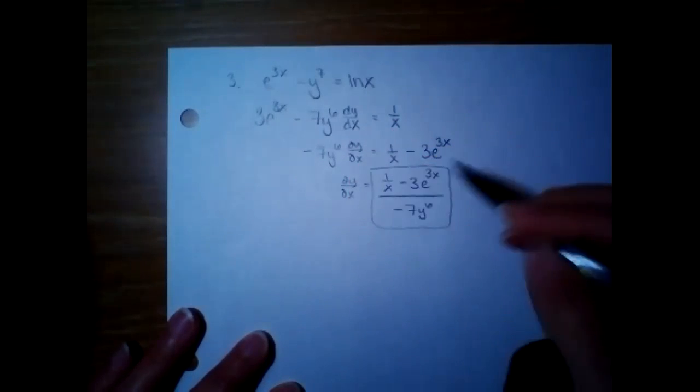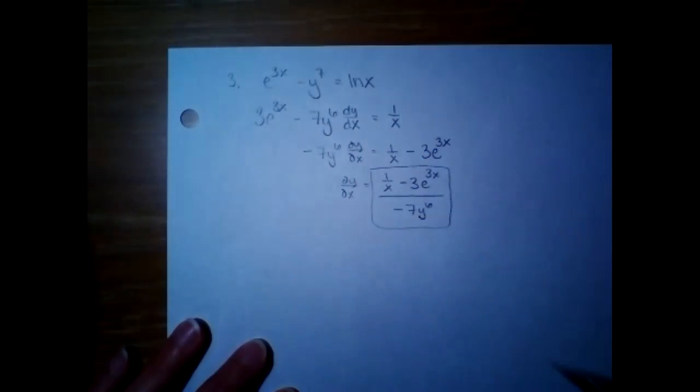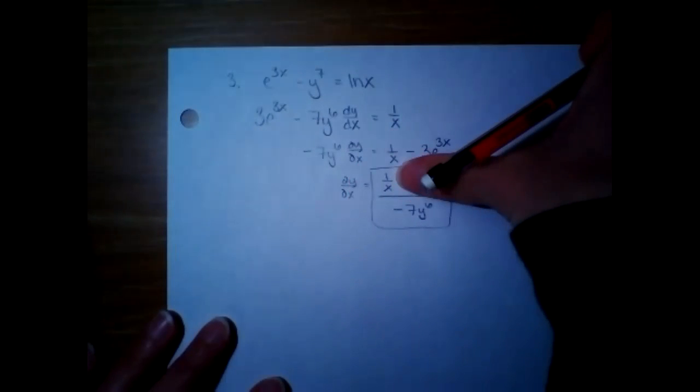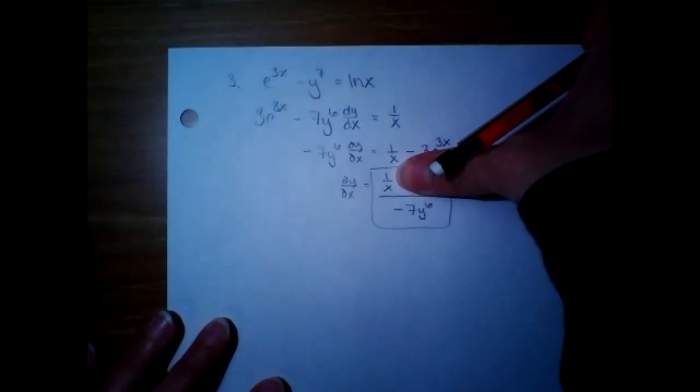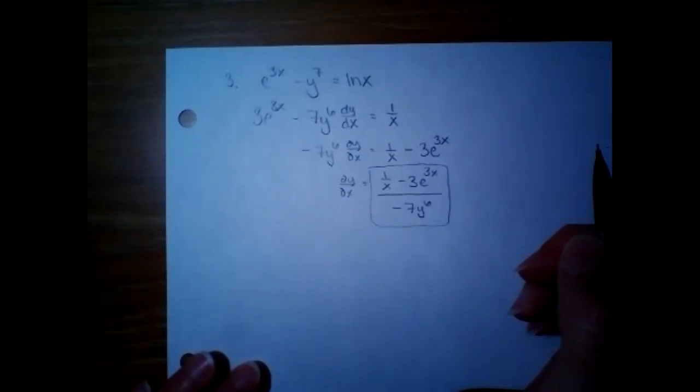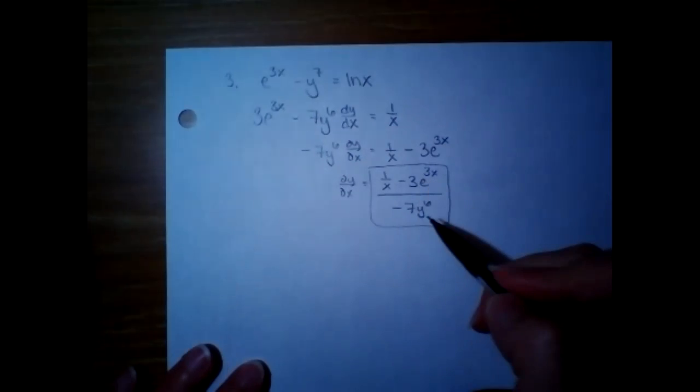You are not allowed to just bring this x down to the denominator. If it was just this, you would be able to do that. But as it stands with that extra term in there, you're not able to do that.